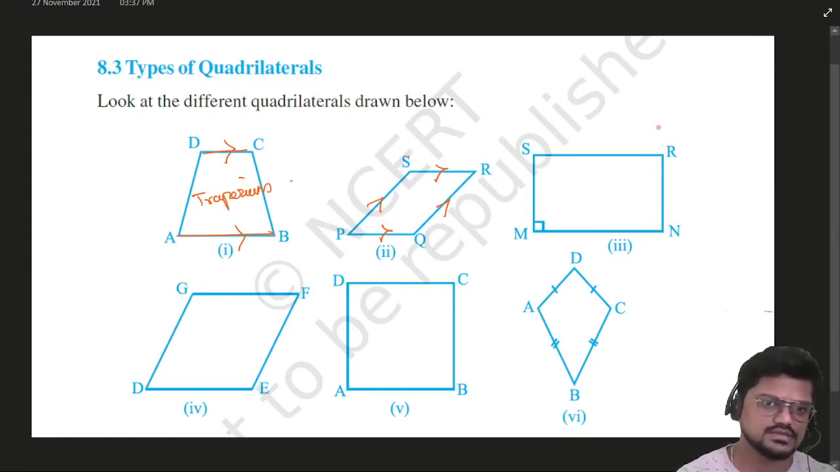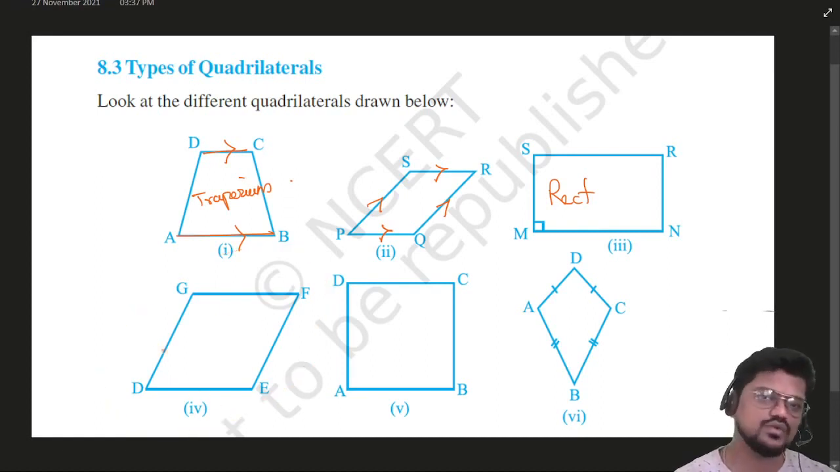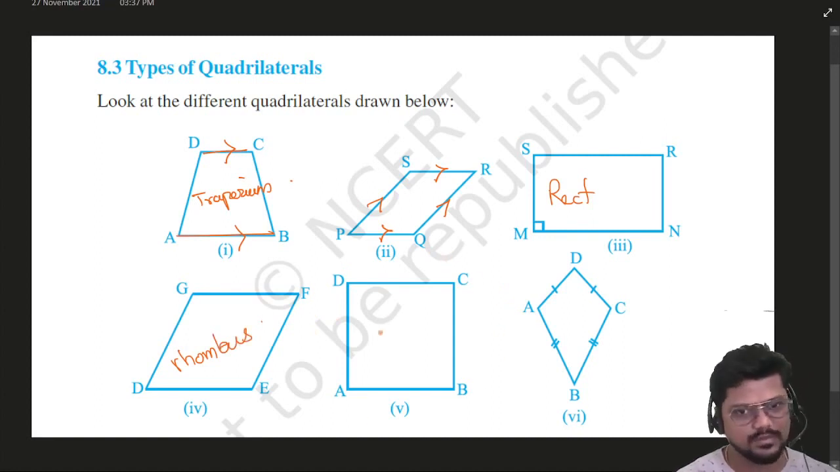In this also, if this side is parallel to this and this side is parallel to this, or we can say this side is equal to this and this side is equal to this, and any one angle is 90 degrees, then it is a rectangle. Similarly over here, all the sides are parallel, and all the sides are also equal. Then it is a rhombus. Over here all the sides are equal, but if one of the angles is 90 degrees, then the rest all have to be 90 degrees. That's why we can say it is a square.